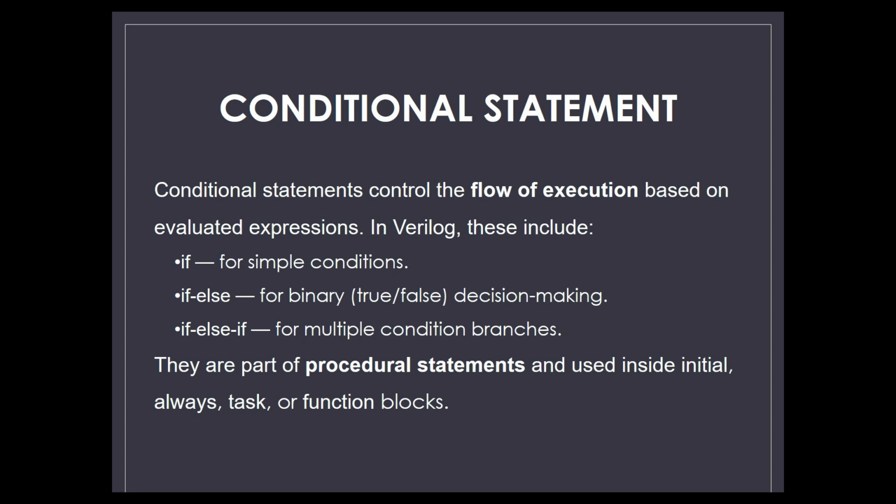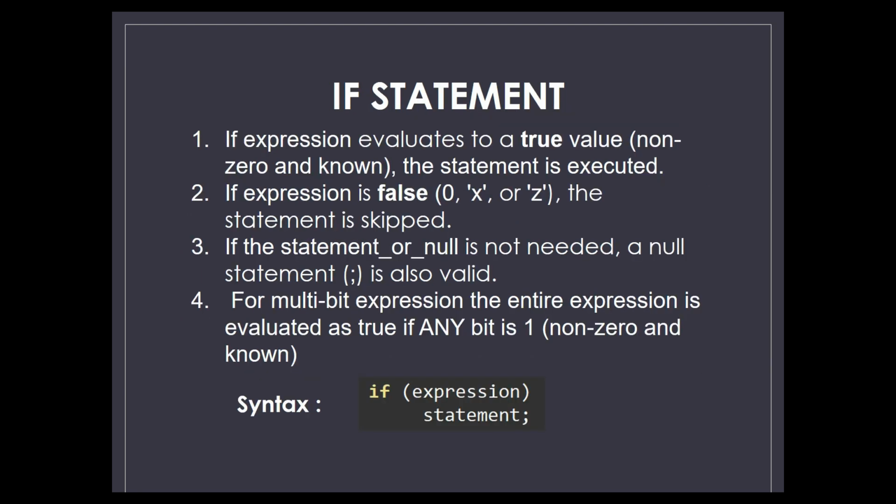In Verilog, there are three types of conditional statement. First is if for simple conditions, then if-else for binary condition, true-false decision making, and the third one is the if-else-if for multiple condition branches. These are all parts of procedural statements and are used inside initial, always, task or function blocks. Now, what are procedural statements? We will have a deep discussion on it in further videos. For now, let's focus on the if-else construct.